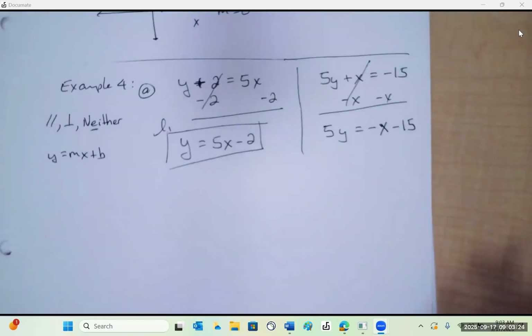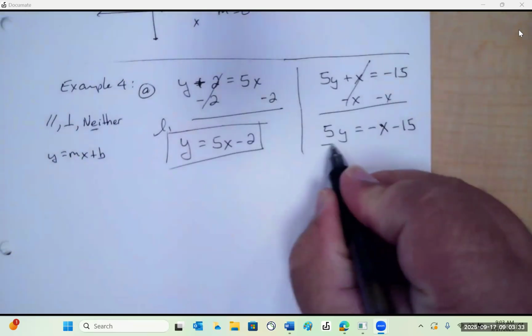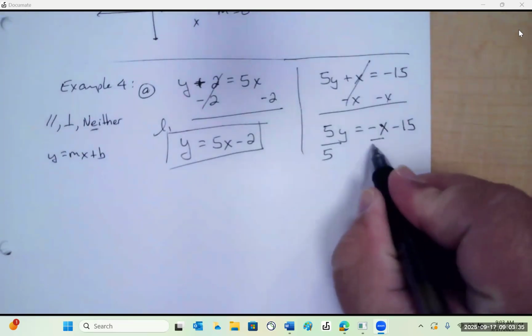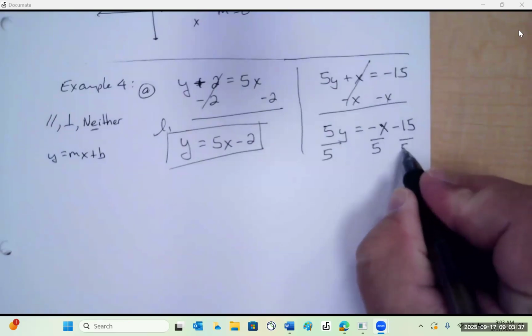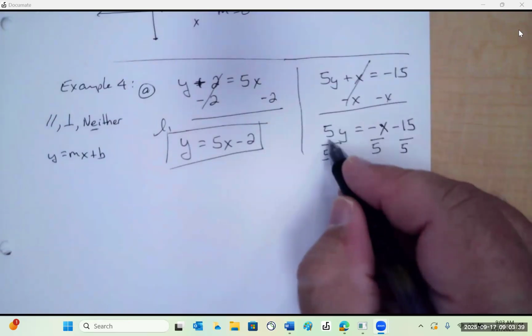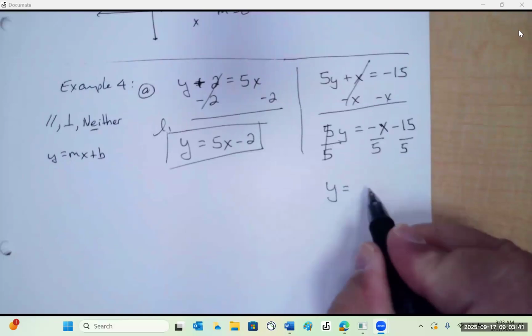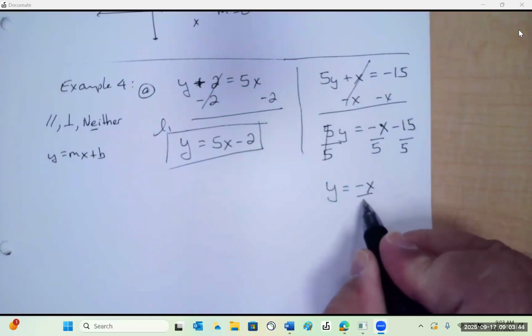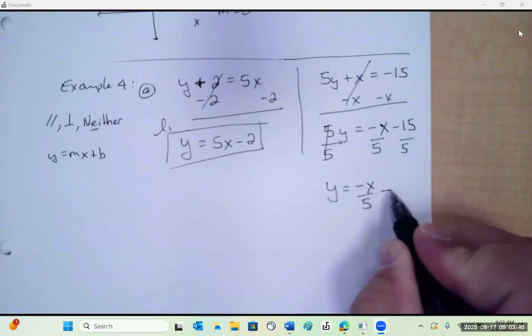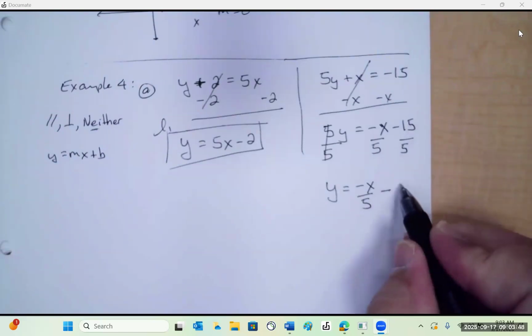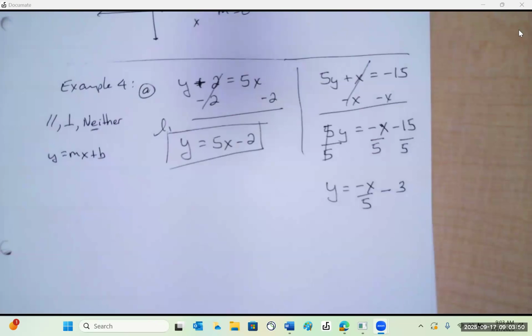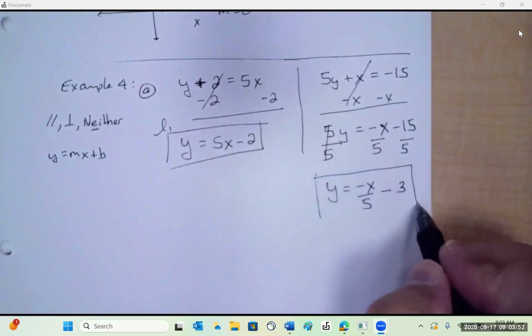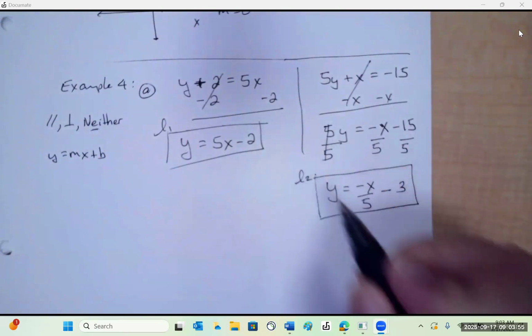Then what? Very good. Divide each term by 5. So I have y equals negative x over 5 minus 15 divided by 5 is 3. So this is line 2.